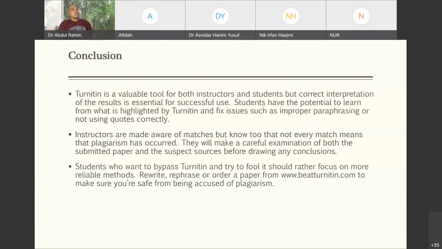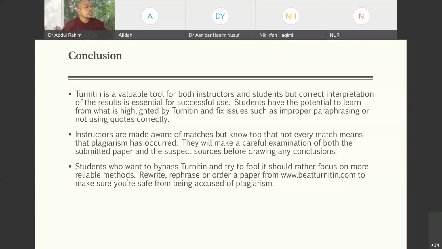Okay, next, conclusion. Turnitin is valuable. Correct interpretation of the result is essential for successful use. Students have the potential to learn from what is highlighted by Turnitin and fix issues such as improper paraphrasing or not using quotes correctly. So we can redo the paraphrasing and also put the citation or the references, when we have these chances.